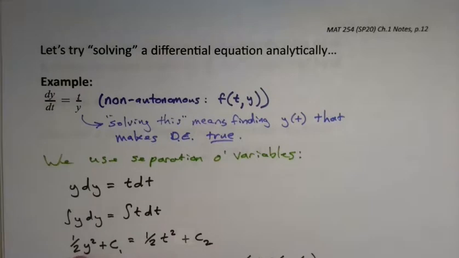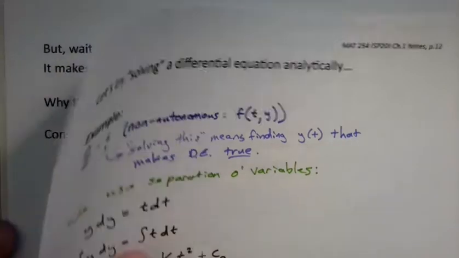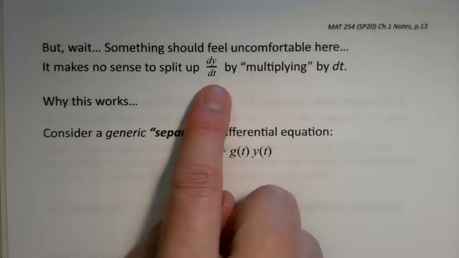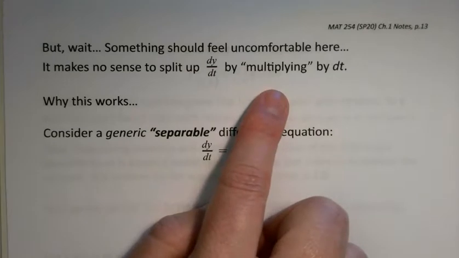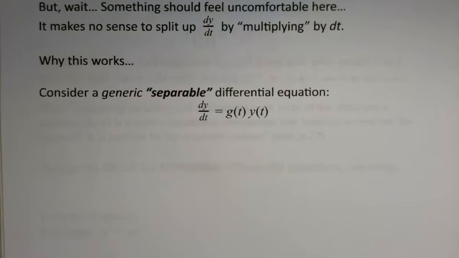The rules say whatever you do to one side, you do to the other. And if I'm going to integrate one side, then I'd be integrating the other side with respect to the same variable. So I can't just willy-nilly decide to move those integrands, or the differentials, like that. At the top of the next page, it says something should feel a little uncomfortable there. It really doesn't make sense to split up dy dt by multiplying by dt, but it does work. So we're going to do a real quick look at why this works.